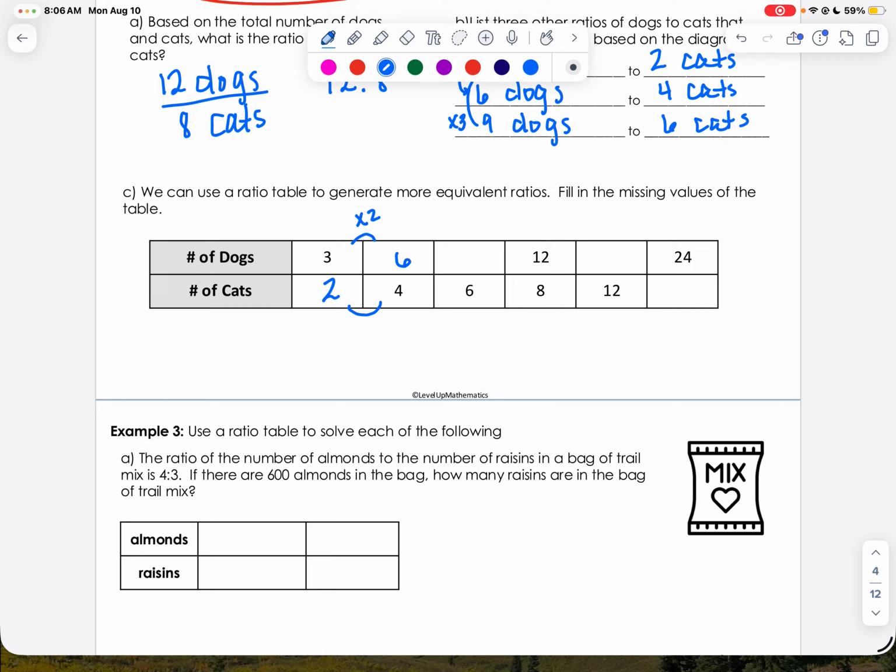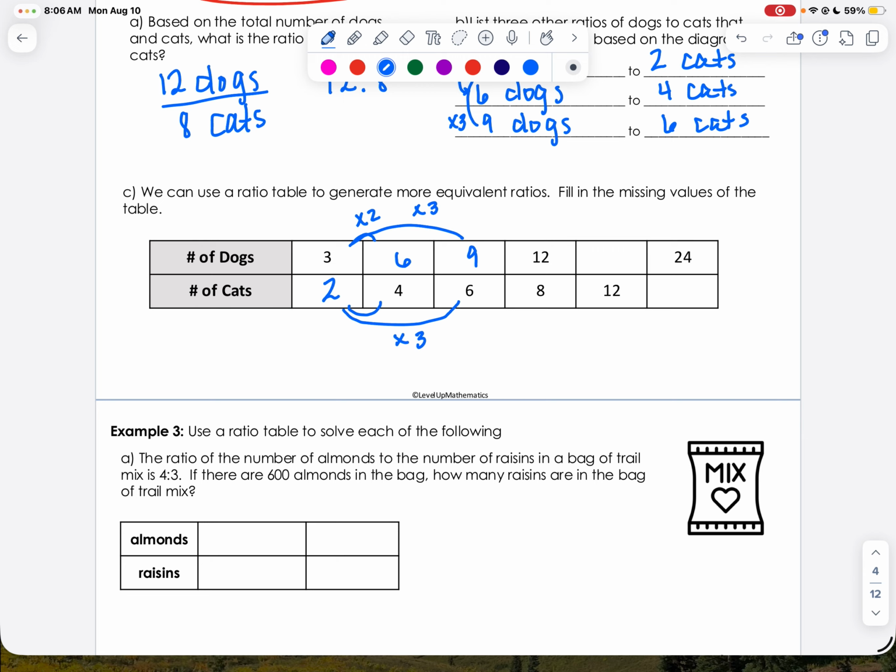All right. What if we tripled the number of cats, multiplied it by 3? Well, we'd have to do the same thing to the number of dogs. 3 times 3 is 9. So 3 to 2, 6 to 4, 9 to 6, 12 to 8. Those are all equivalent ratios.